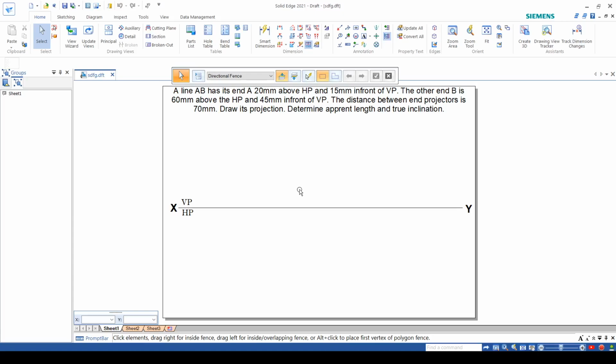So this is the first question. How would we first read the question? A line AB has its end A 20 mm above HP and 15 mm in front of VP. Above HP means this is HP, so above HP means this part, and in front of VP means this part. This is VP.